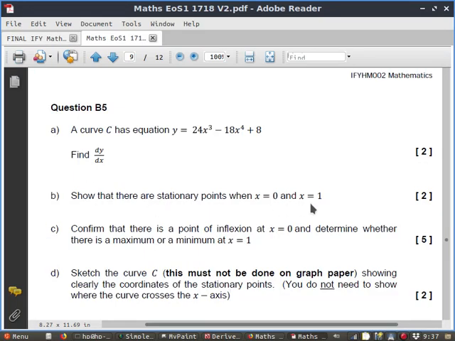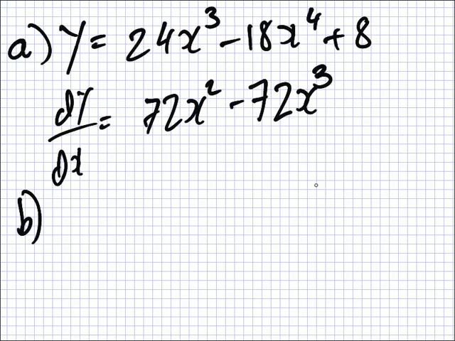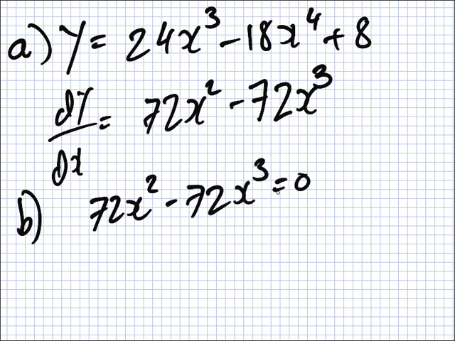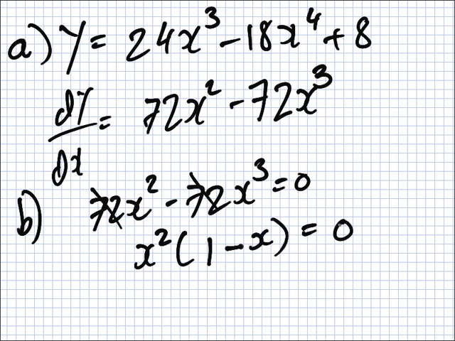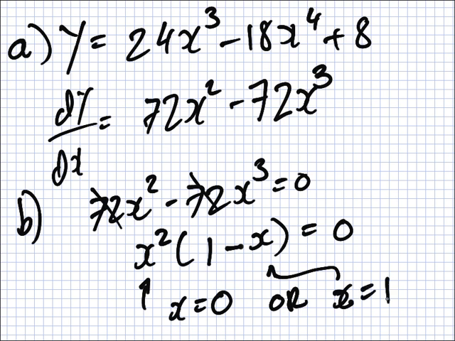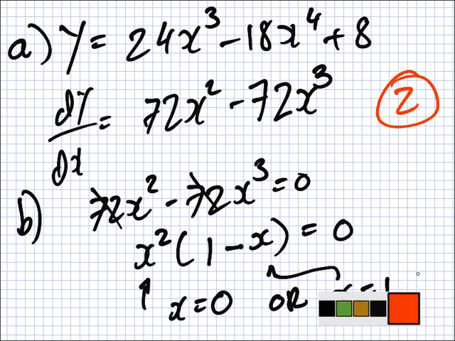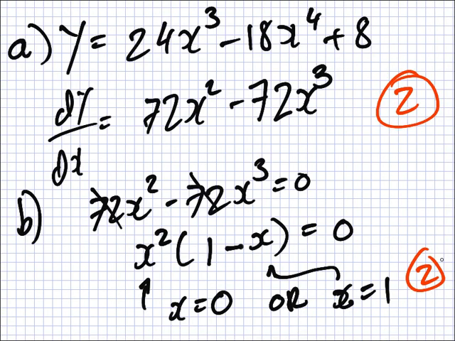Show that there are stationary points when x equals 0 and x equals 1. Stationary points is another name for turning points. And how do we get turning points? By making the dy/dx equal to 0. So if I make this equal to 0, I can divide by 72. What's in common here? X squared. And here I have 1 minus x equals 0. So this tells me x equals 0, or this tells me x minus 1, so x equals 1. Isn't that what they just said? Show that 0 and 1 are stationary points. How many marks do you think? So far we got 2 from this, and 2 again for this one. So 2 marks, quick and easy.